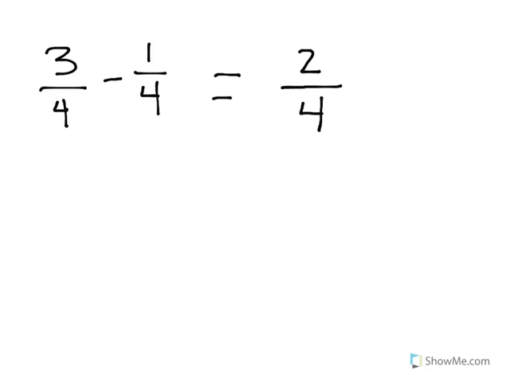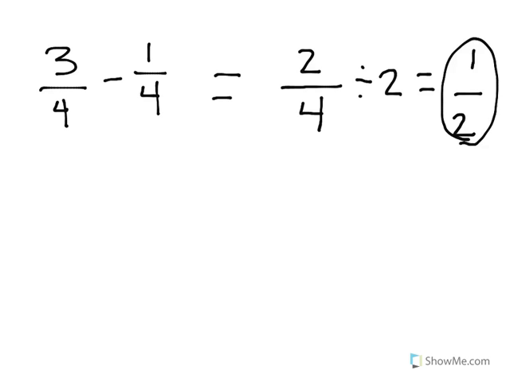Now you have to ask yourself the question, can I simplify this? Is there any common factor between 2 and 4? Well, I know 2 is a common factor between 2 and 4, so I can pull out a 2. So 2 divided by 2 is 1, and 4 divided by 2 is 2. Now, can I simplify this fraction anymore? Well, I know there are no common factors between 1 and 2, so my final answer is 1/2.